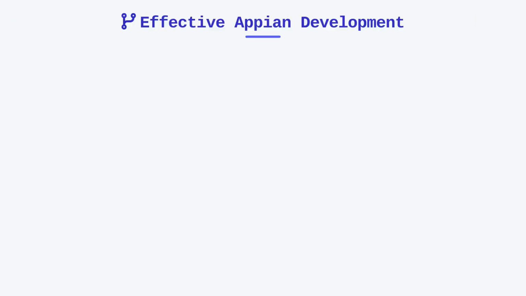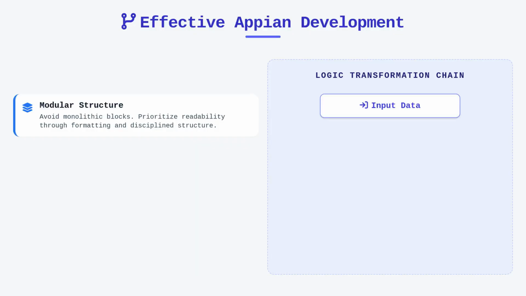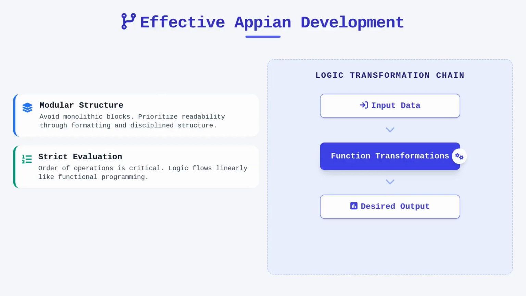Effective development in Appian requires a disciplined approach to how you structure your logic blocks. Instead of writing monolithic lines of code, you should aim to make your expressions readable by leveraging the editor's formatting features. Think of an expression as a chain of transformations where the input is transformed through several functions before reaching the desired output. Since Appian expressions are strictly evaluated, the order of operations matters significantly, just like in any functional programming language you might have used before.